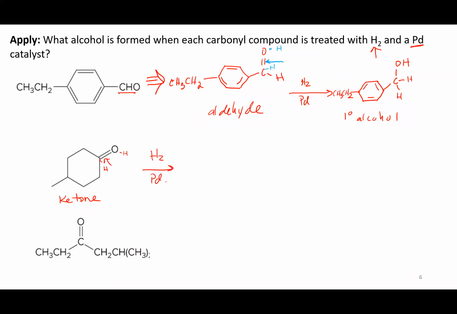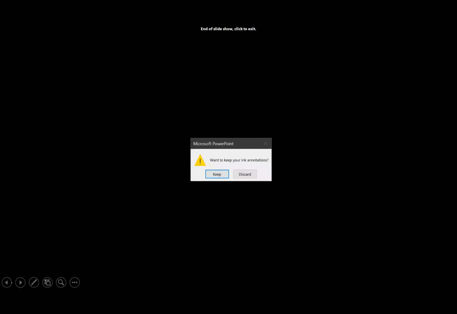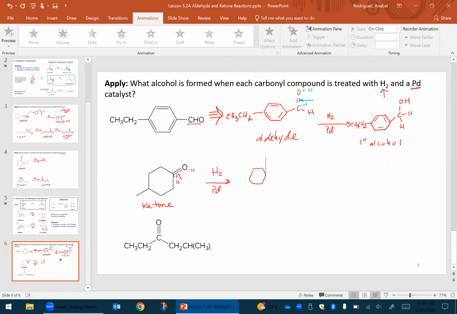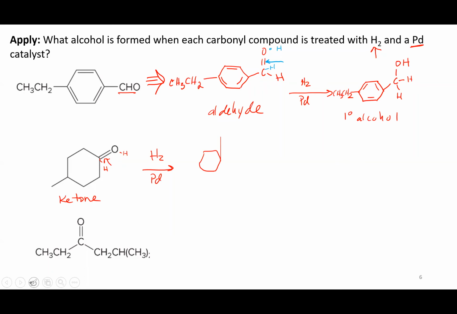And so draw your six-membered ring. Oops, let's do that again. Sorry about that. I clicked the wrong thing. All right, there we go.